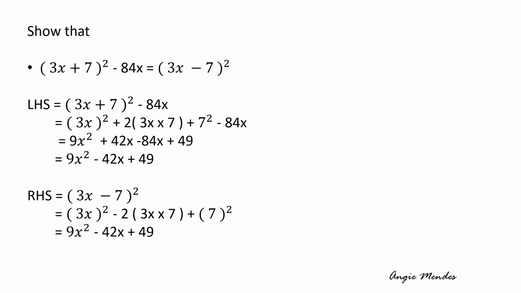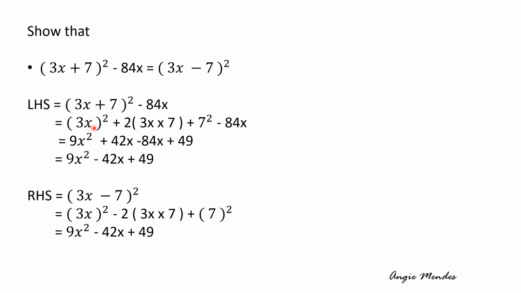Now let's look at this example. Here you are asked to show that the left hand side is equal to the right hand side. So let's begin with the left hand side first. We'll take 3x plus 7 the whole square minus 84x. Now let's look at this first. Here we have a plus b the whole square. So we are going to expand this first. We will keep minus 84x as is. So we know a plus b the whole square is a square plus 2 into ab plus b square. So that's what we are going to do.